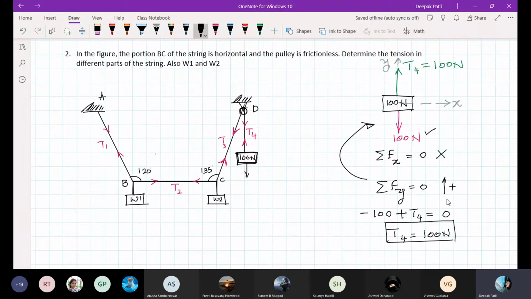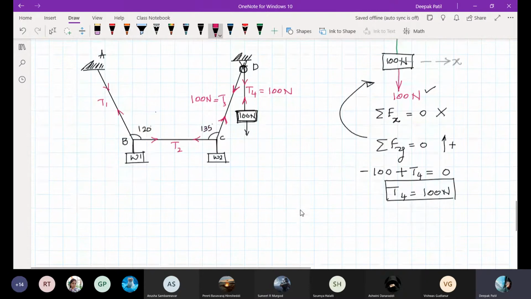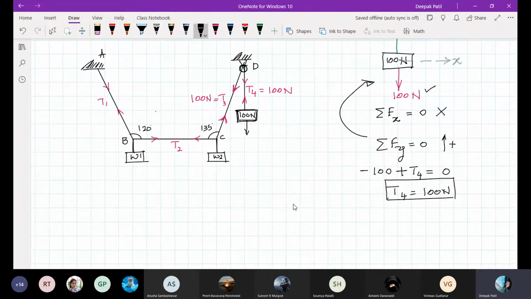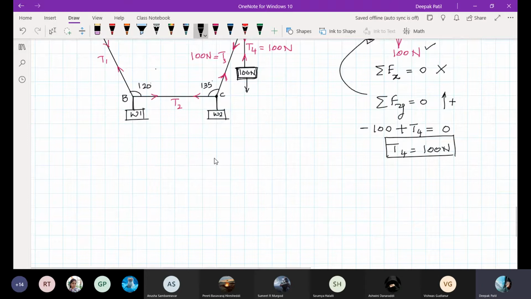Now your T4 is 100 newtons. And since the pulley is frictionless, T3 also should be 100 newtons, because I told you why it will be the same: the pulley is frictionless. Since T4 is 100 newtons, T3 also should be 100 newtons. Then now I will take my point C here. You can see here, this is point C. I will take point C and mark all the forces which are acting at point C. Let us do that.